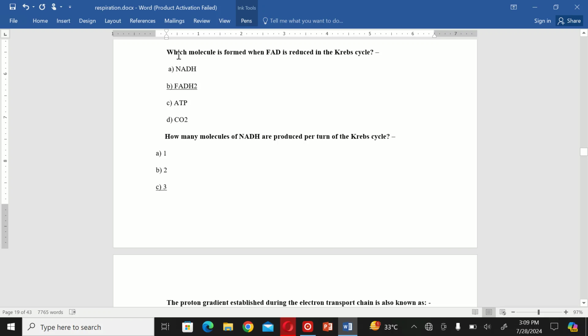The next MCQ is which molecule is formed when FAD is reduced in the Krebs cycle? A. NADH. B. FADH2. C. ATP. D. CO2. So the correct option is B.